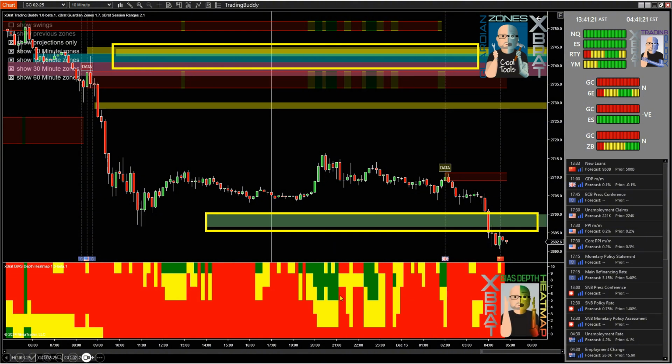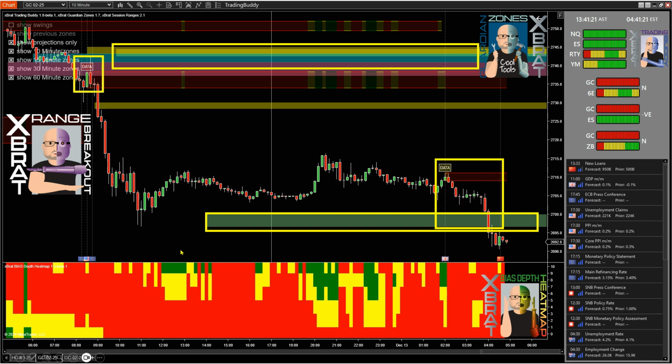Then we have this bias depth heat map under here, which is our confirmation tool for those particular trading opportunities. And then obviously we have the range breakout here. So I want to go through these two situations where we've highlighted the data. What we do with the range breakout is, on the back end, we set the time for the data coming out. We know it's going to come out at 8:30 a.m. This is US data here. There's going to be a reaction.